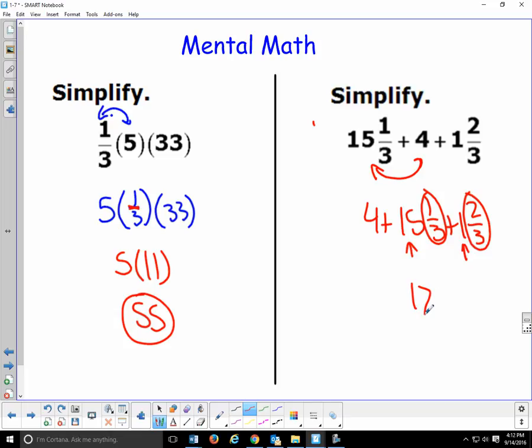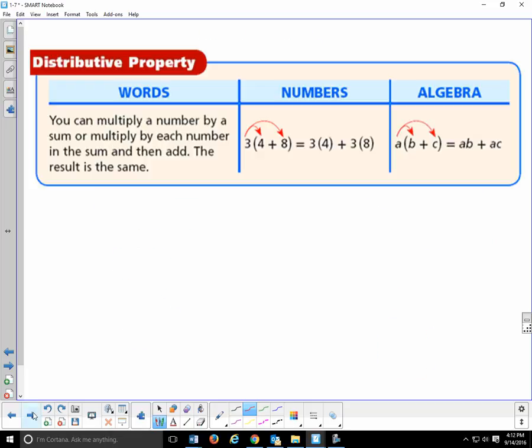You can check that doing it the long way and getting improper fractions. It does work out. 4 plus 17 then is going to be 21. Everybody's favorite. So that's how we can use these properties to do some mental math.